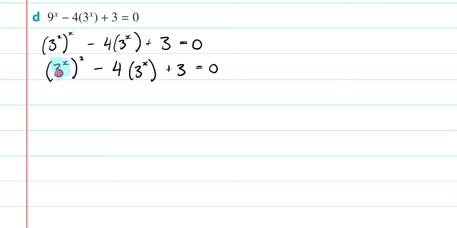Now, I have this 3x, which is being squared. I have this 3x, which isn't being squared, and I have nothing here. So this obviously is in the quadratic form. So I'm going to say let 3 to the x equal a. So now I'm going to rewrite it with my a's for a plus 3 equals 0.